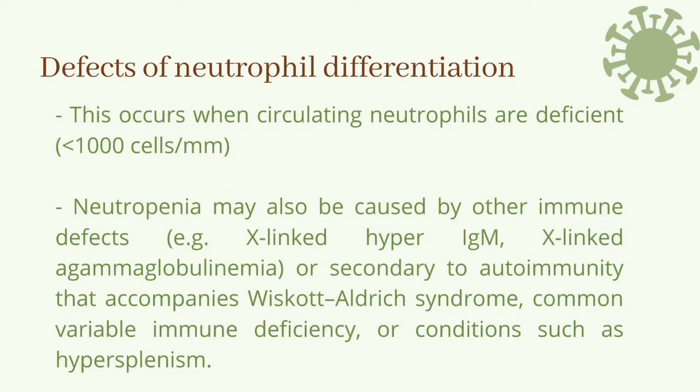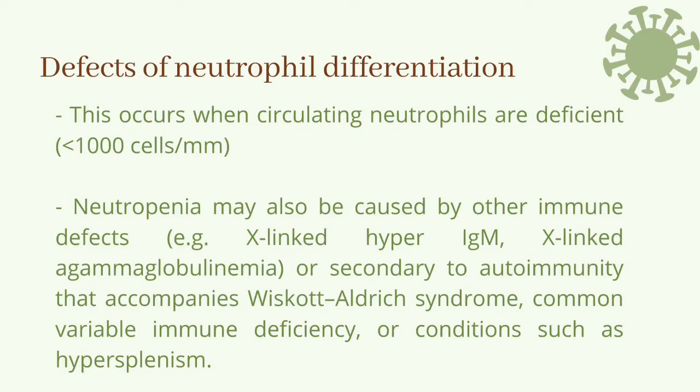Defects of neutrophil differentiation. This occurs when circulating neutrophils are deficient, meaning there are less than 1,000 cells per cubic millimeter. This may be due to different forms of agranulocytosis, cyclic neutropenia, glycogen storage disease type 1b, or failure of release of neutrophils from bone marrow, one version of which is the WHIM syndrome, or warts, hypogammaglobulinemia, infections, and myelokathexis. This is a rare, dominantly inherited congenital immunodeficiency disorder characterized by chronic neutropenia and cutaneous warts.